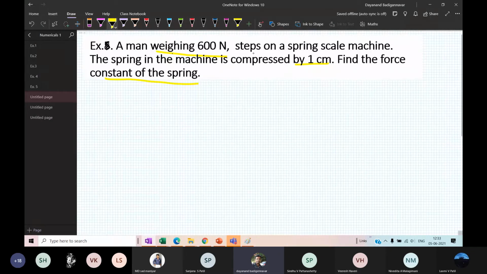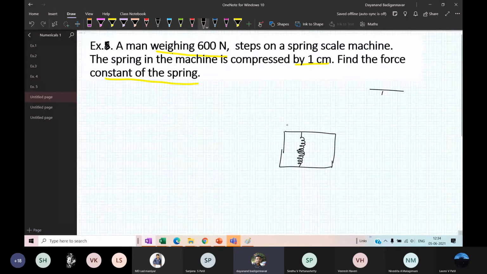So there is a spring scale machine. Weighing machine means a machine which is used to weigh. So this is a machine. Are you able to hear me, students?